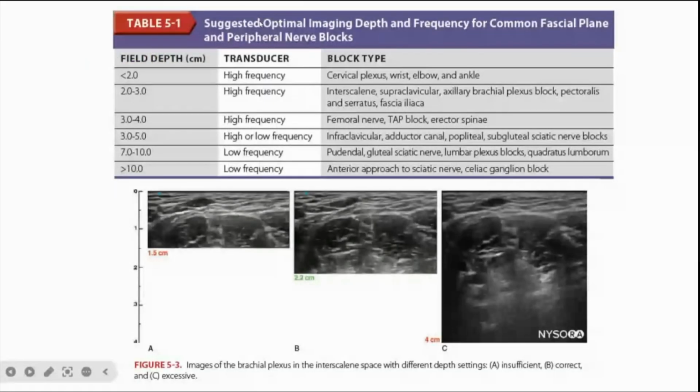So this is a table showing the suggested optimal imaging depth and frequency for some of the common fascial plane blocks and PNBs.